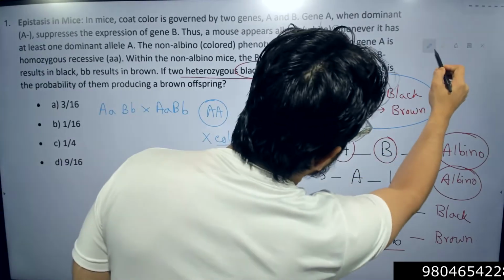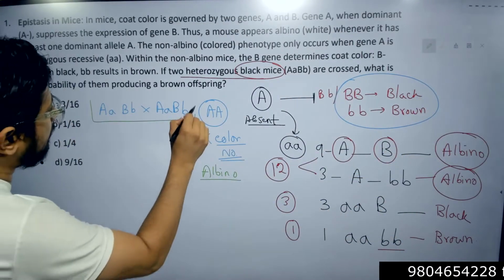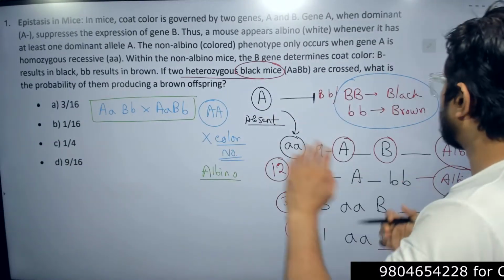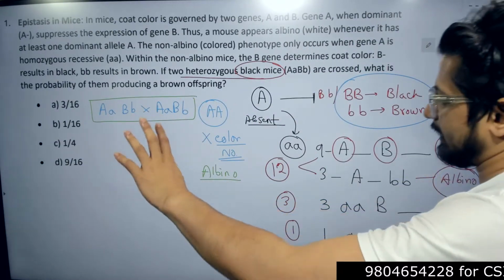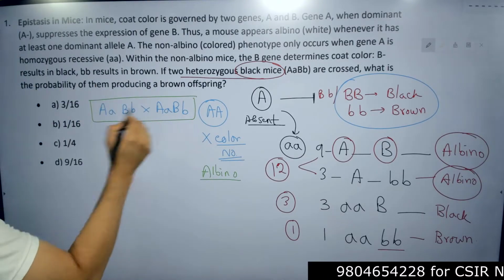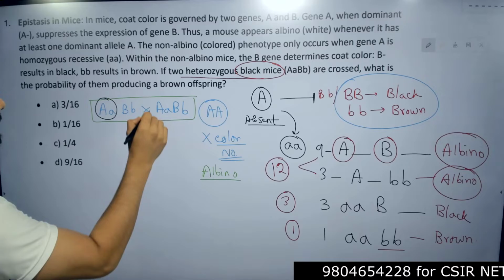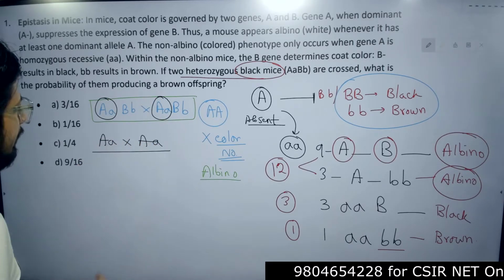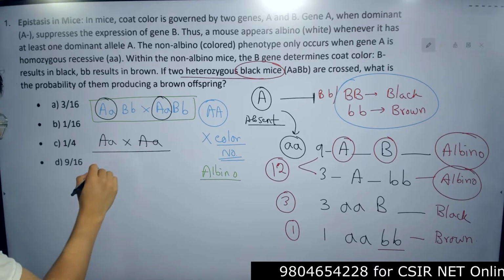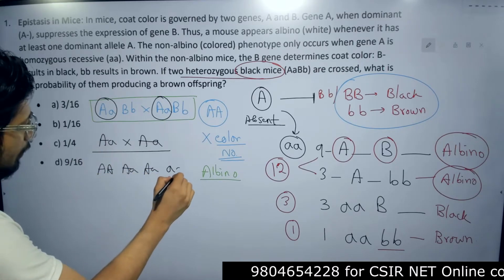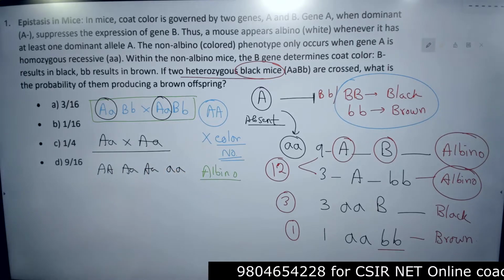Now when this kind of cross is present, I know many of you get puzzled about what to do and what not to do. The easiest way to solve these problems is like this. There are two genes, A and B, so separate them. Cross A with A and see what result comes. We get capital A capital A, capital A small a, capital A small a, small a small a. That is the option that we get.